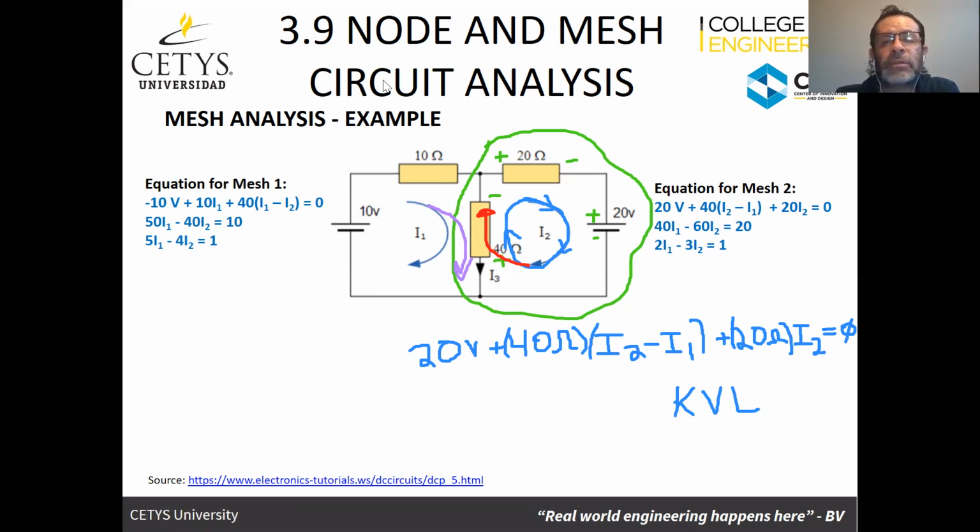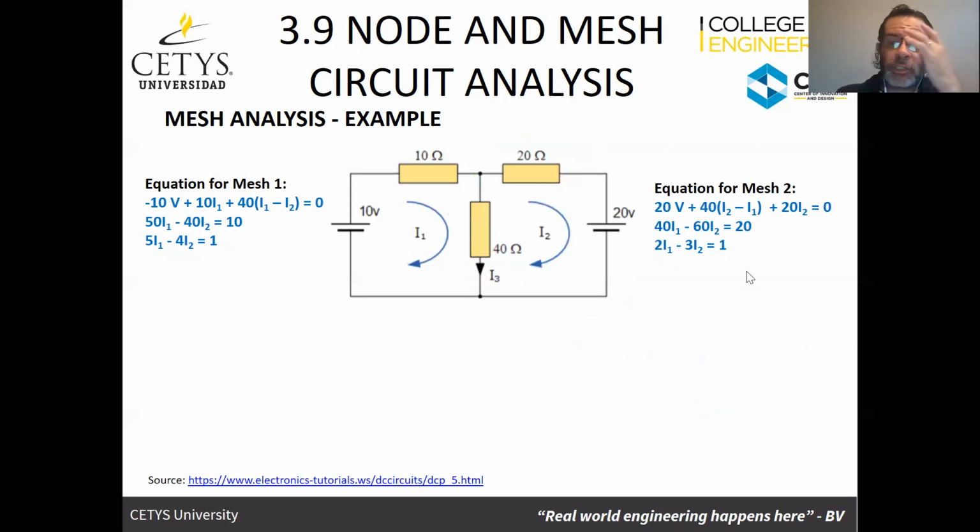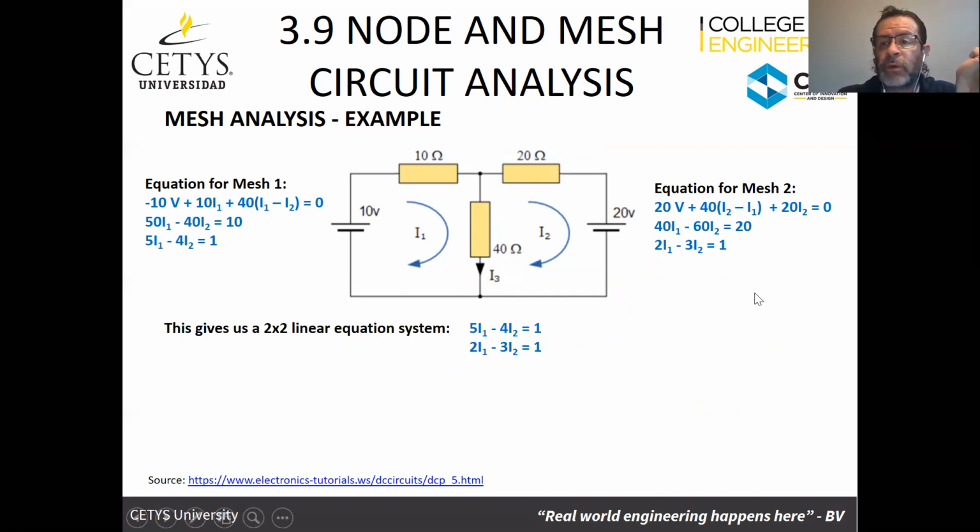And so what do we have here? In the end, we have one equation that's got I1 and I2, and we've got another equation that's got I1 and I2. So we've got 2 equations with 2 variables. Okay, 2 equations with 2 variables. Questions with mesh 2 before I continue? Okay, I'm going to clear this. And now we've got 2 equations with two variables. This gives us the 2x2 linear equation system.